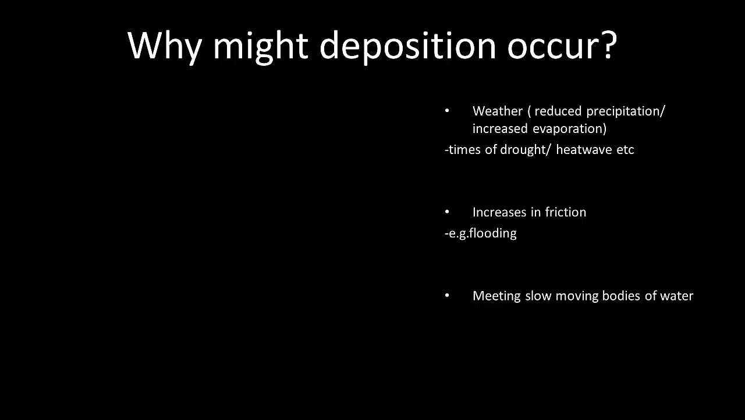And meeting slow bodies of water. This is an example of why deposition occurs, and why deltas form. Because slow moving bodies of water absorb the energy of the river, it slows it down. You don't see rapid tides at the coast.